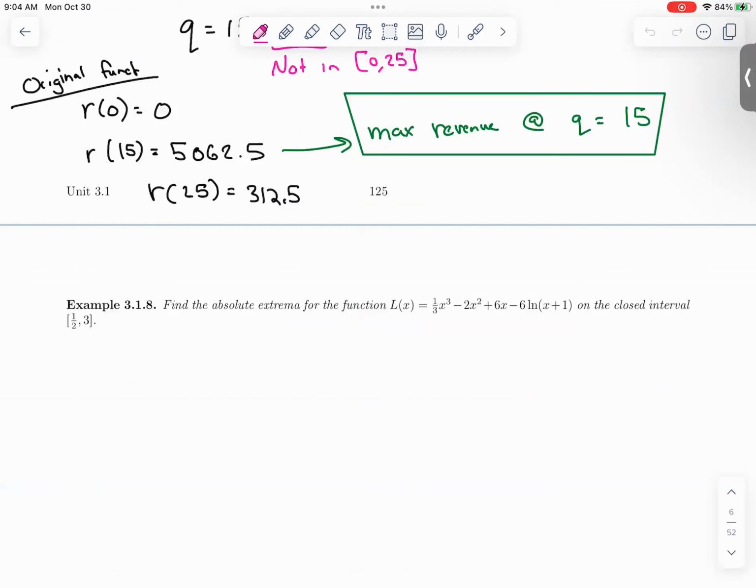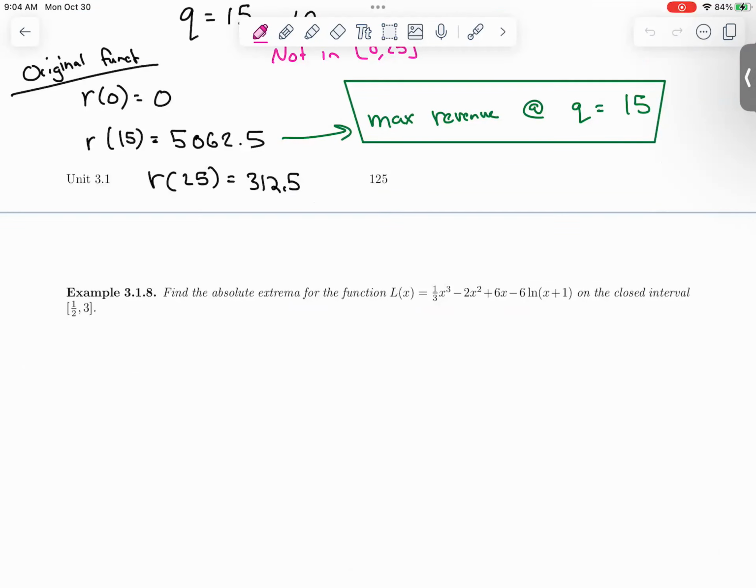So if you remember from last time, we're talking about absolute extrema when you're on a closed interval. By the way, this is an open interval. If I were to show you this 1 to 5 with parentheses, that is an open interval, and that does not apply to the extreme value theorem. We can't use the extreme value theorem unless it's a closed interval, so brackets on both sides.